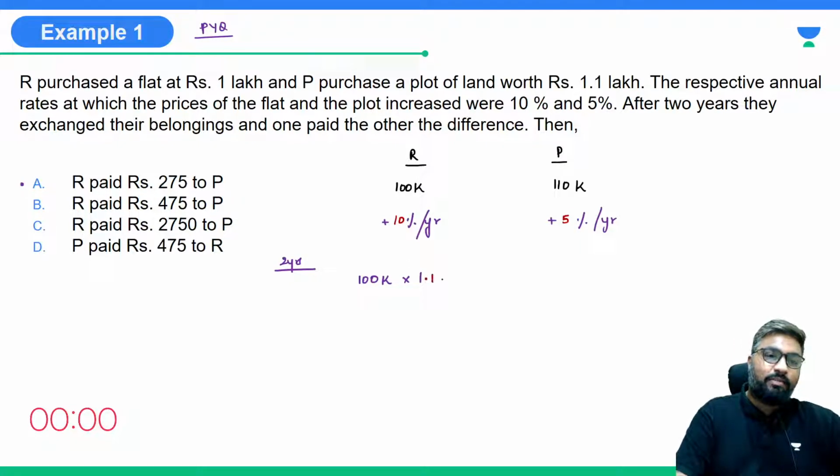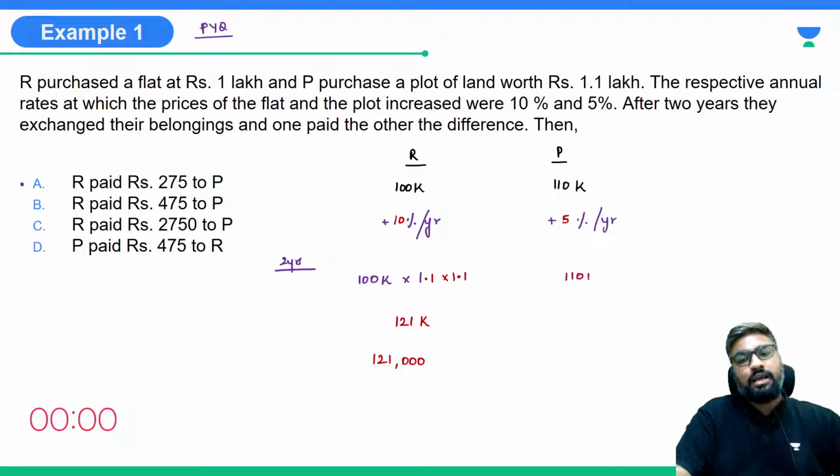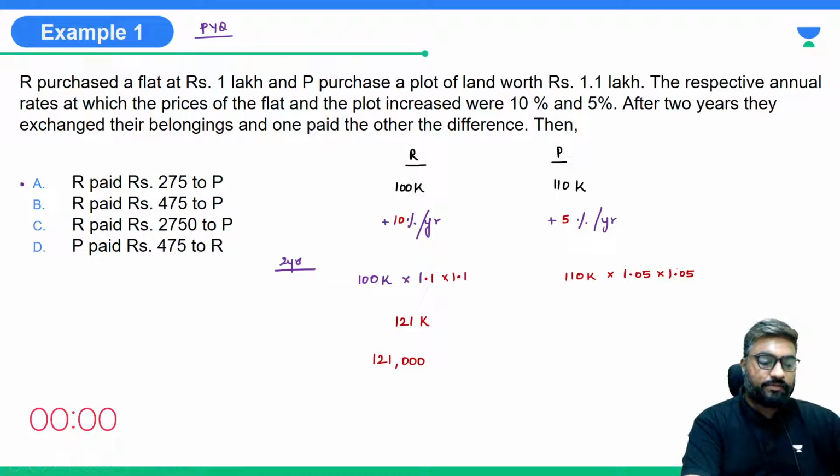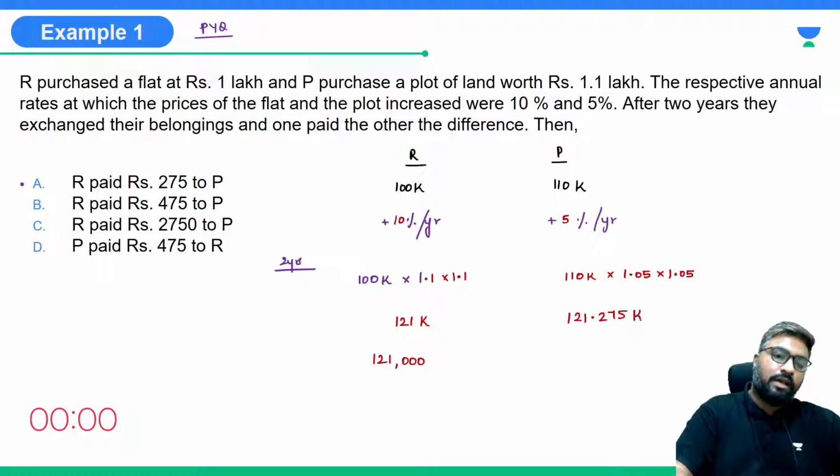So 100 with 1.1 and 1.1, this is 121k, which is 121,000. And here on 110k, a 5% increase, 1.05 into 1.05. Sorry, 110 into 1.05 into 1.05 is 121.275, which is 121,275 rupees. So they're asking, first things first, whose valuation is more?